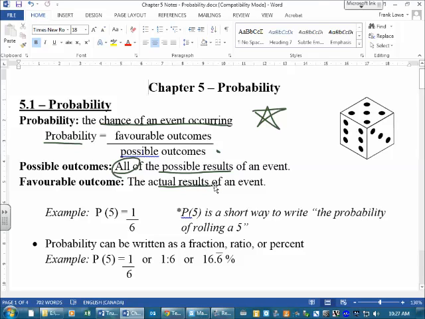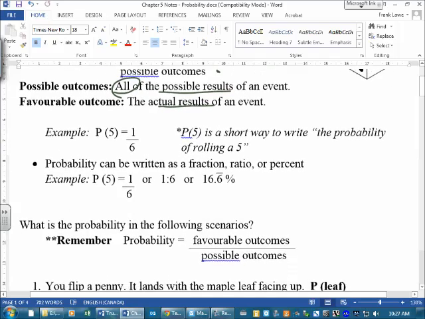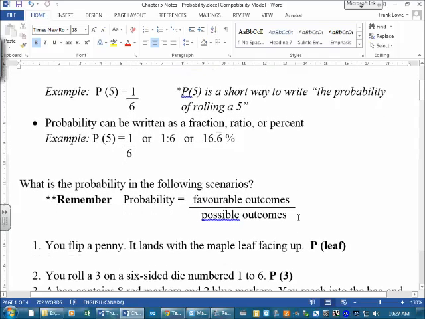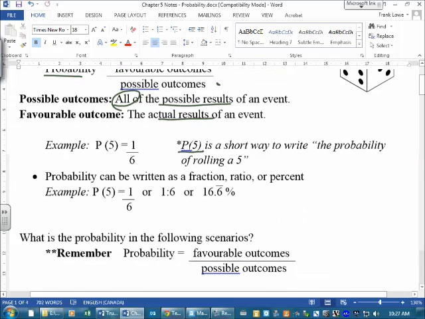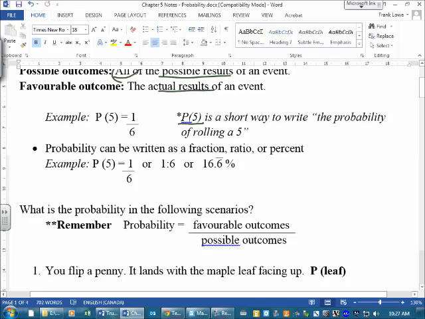Okay, so we're going to come back to that quite a bit. So here's an example. This is typically how we're going to write these questions. P5, just as it's written there, is a short way to write the probability of rolling a 5. I'm not sure if I made that clear: we're going to look at rolling a 6-sided die right now. So again, with that in mind, the probability of rolling a 5. That's what P5 means.